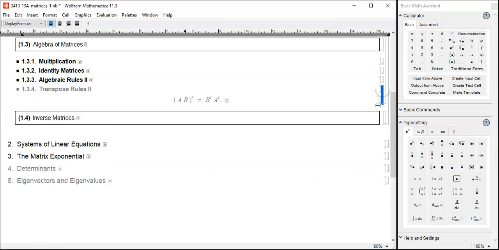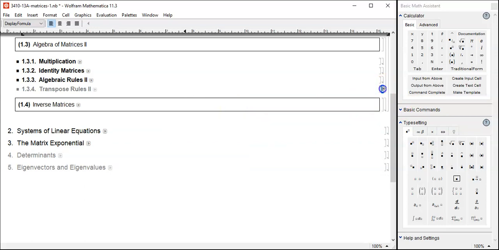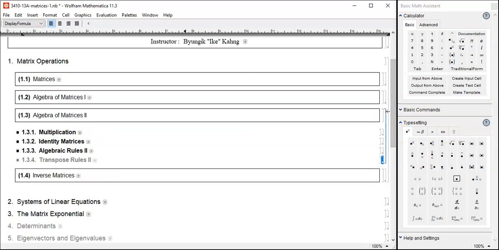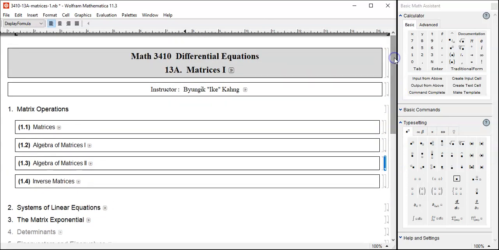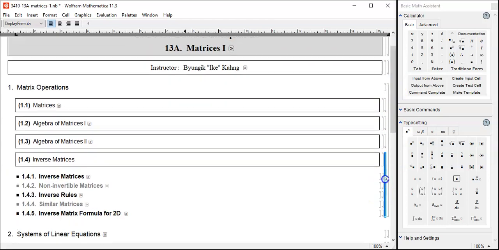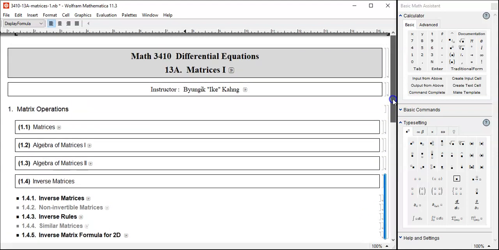As for transpose, you have to switch the order of multiplication. It's simple, but I don't know whether we are going to be using transpose at all in this course. So let's just move on to the next topic, inverse matrices.